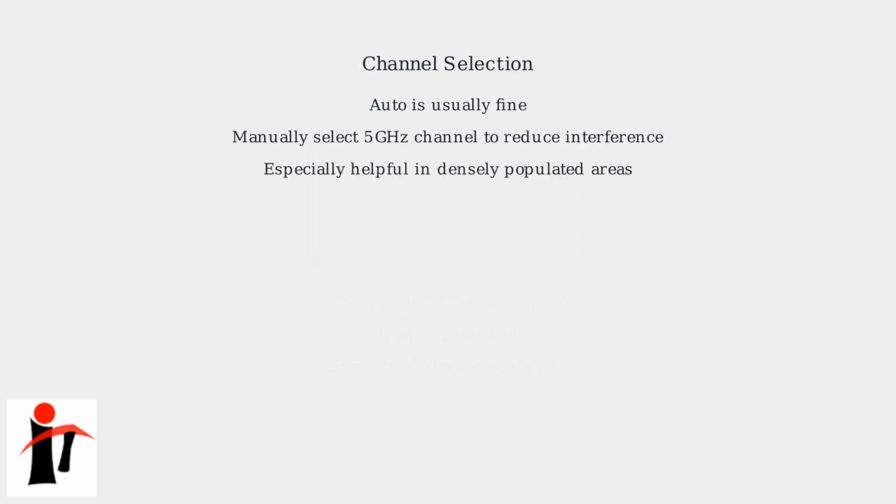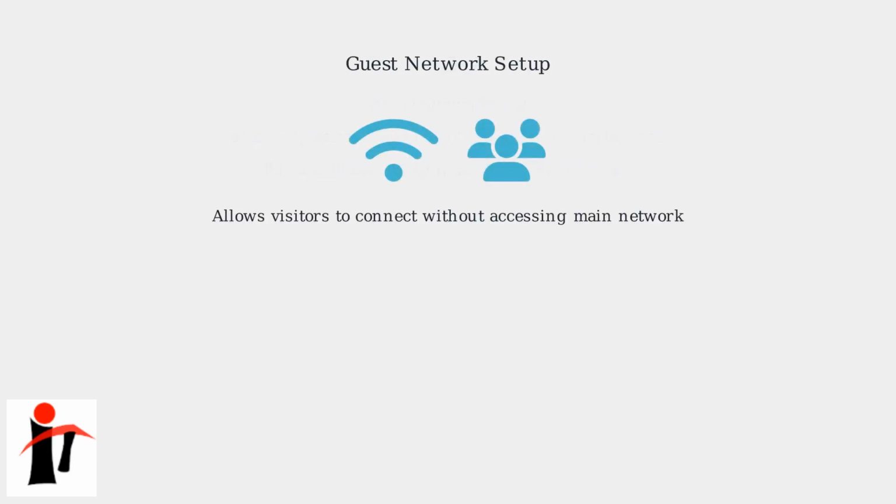Next, you can adjust channel selection. The auto setting works well for most situations, but if you're in a busy area with many nearby routers, manually selecting a channel on the 5 GHz band can help reduce interference and improve performance. Setting up a guest network is straightforward and provides a separate Wi-Fi access point for visitors. This keeps your main network secure while still allowing guests to use the internet.